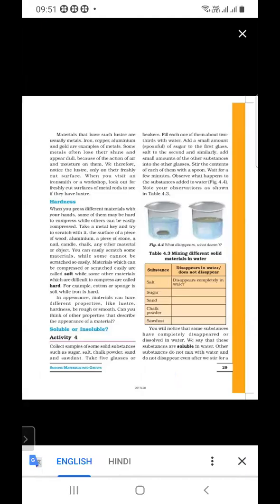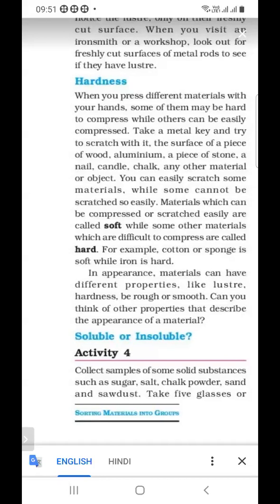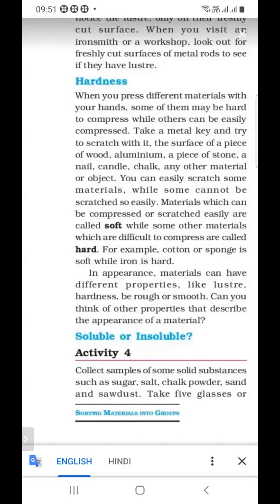And next property is hardness. So there are two types of objects. First is soft and next is hard. Some objects which can be easily compressed are called soft materials, and the objects which do not compress easily are called hard material.